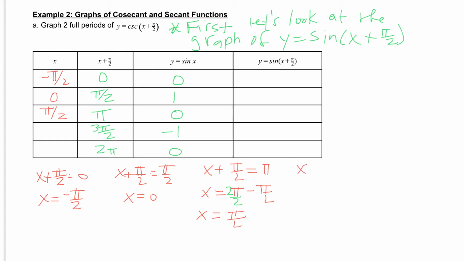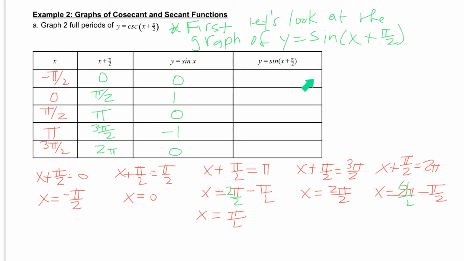Next, we take x plus pi over 2 and set it equal to 3 pi over 2. Subtracting pi over 2 from both sides, we get x is equal to 2 pi over 2, and 2 pi over 2 is the same thing as pi. And finally, we take x plus pi over 2 and set it equal to 2 pi. So x is going to equal 2 pi minus pi over 2. And then again, we need common denominators in order to subtract, so we can change this to 4 pi over 2, giving us 3 pi over 2 as our final x value.